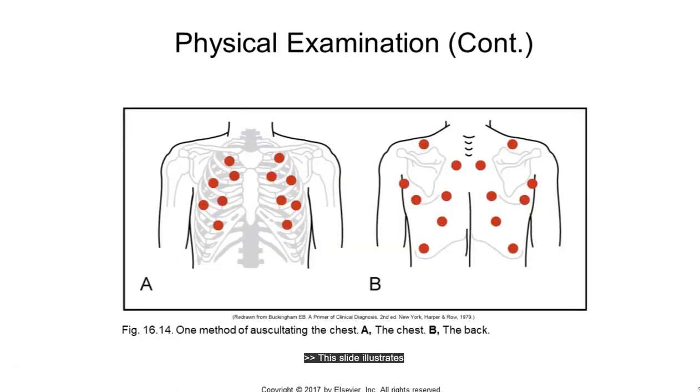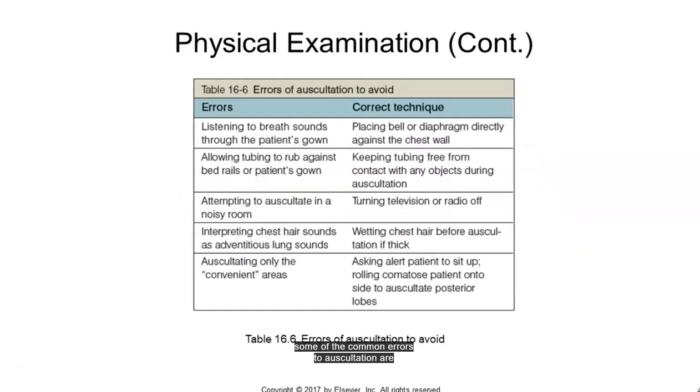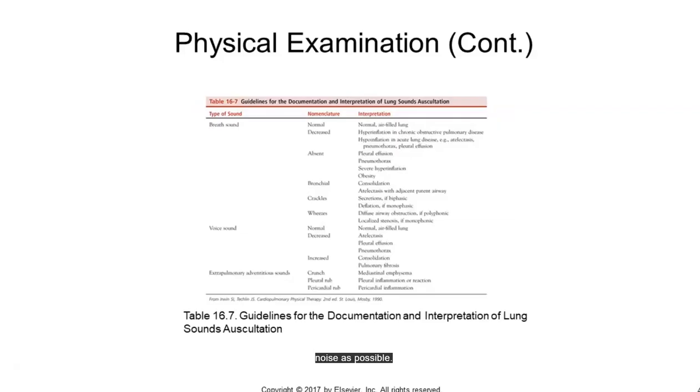This slide illustrates the lung fields to be auscultated anteriorly and posteriorly and should be done in a systematic fashion from side to side for comparison. Some of the common errors to auscultation are noted here and the correct technique described, with the overall recommendation to eliminate as much surrounding noise as possible.